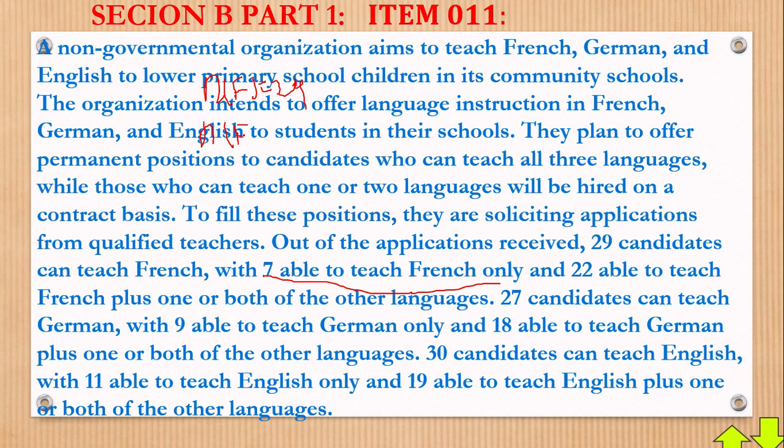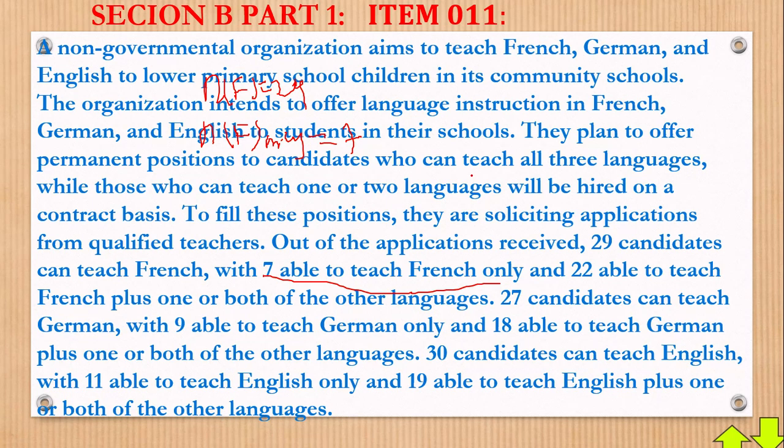But please, in the playlist, go and watch a video about set theory. We have a full topic of set theory in the playlist, so that you get to know some of this set language here. So F only is equal to 7. Alright, now we have 22 able to teach French plus German, or both.